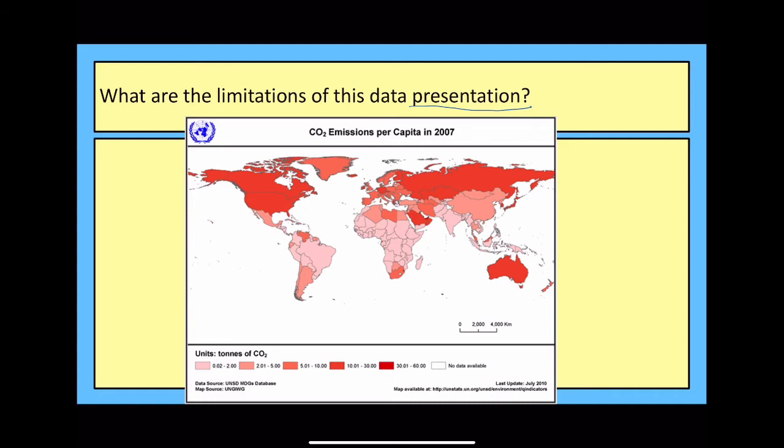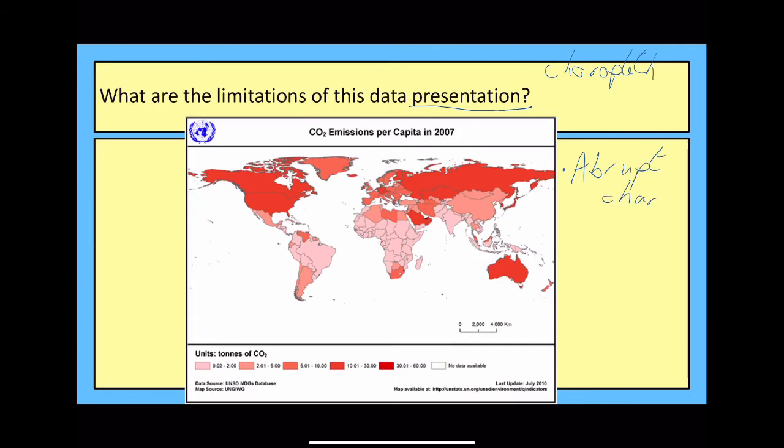Okay, so this type of map is called a choropleth map. You can use these in your coursework as a sophisticated data presentation technique, which is good for getting into the higher grade brackets. So first of all, you can have a little think yourself, pause here and think, what do you think the limitations of the presentation are? But first of all, a big one with these choropleths is abrupt changes.